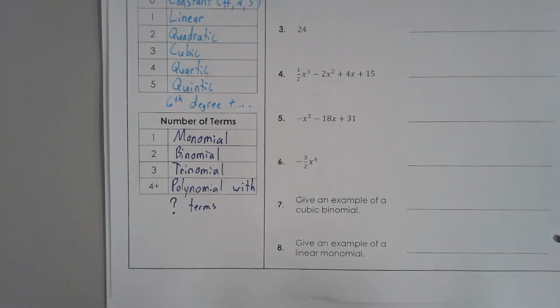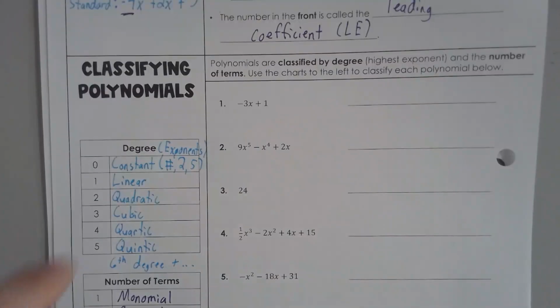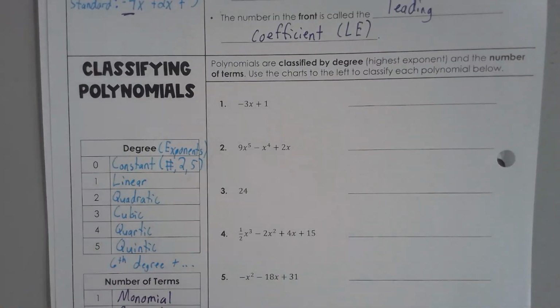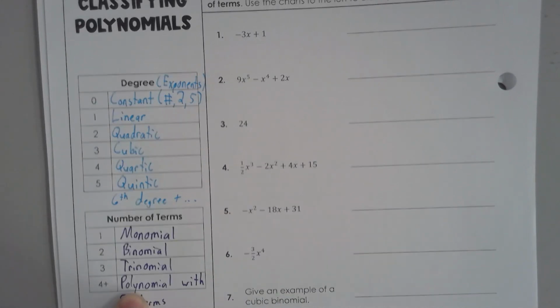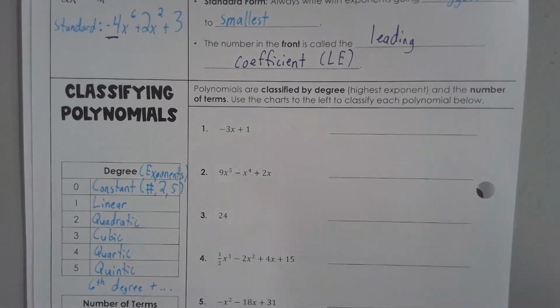Alright, so those are the 2 things we're going to use to classify these polynomials. And just like I said, it's got a first name and a last name, just like Michael McKinney. The degree, that's what we use for the first name. The number of terms, that's what we use for the last name. So let's look at number 1 here. What am I looking at when I'm talking about the degree?